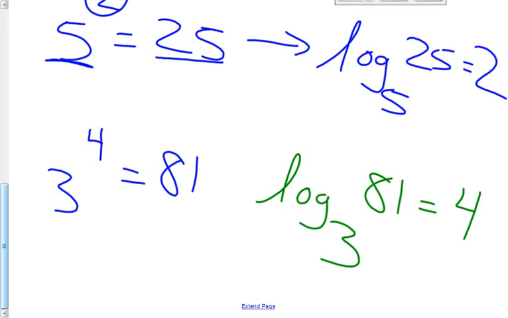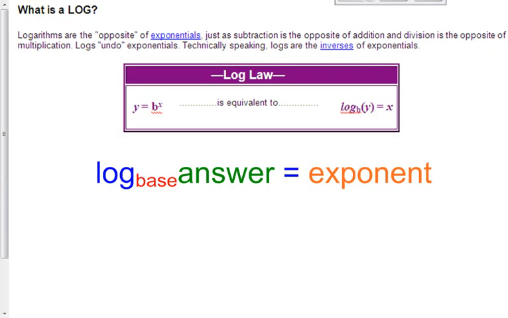Now, like I said, why do we use logarithms? Next page. Logarithms are the opposite of exponentials. So math is all about opposites when we solve equations. Opposite of subtraction is addition. Opposite of division is multiplication. Opposite of the square root of something is squaring it. Opposite of the cubed root of something is cubing it. Opposite of the sine function is the inverse sine function, right? Math is all about opposites. So logs are the opposite of exponentials, or they undo each other. They are inverses of each other.